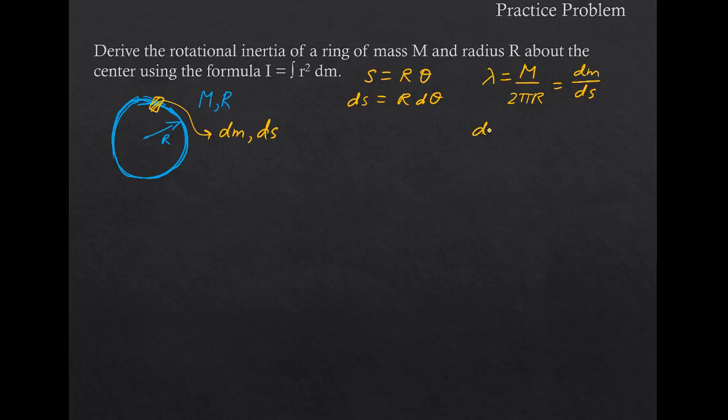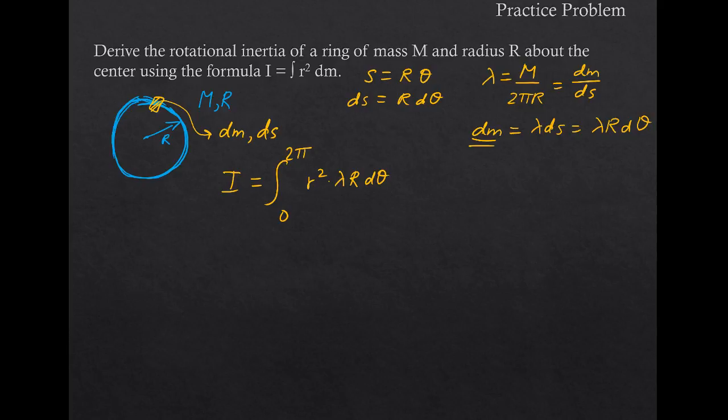So dm, which we're going to need, is lambda ds, which is lambda r d theta. Now I is the integral, and we can just go from 0 to 2 pi of r squared dm. But dm is lambda r d theta. So far, so good?